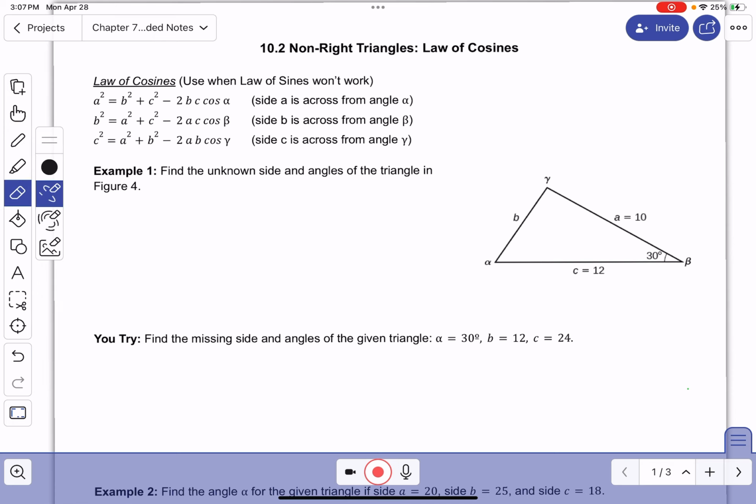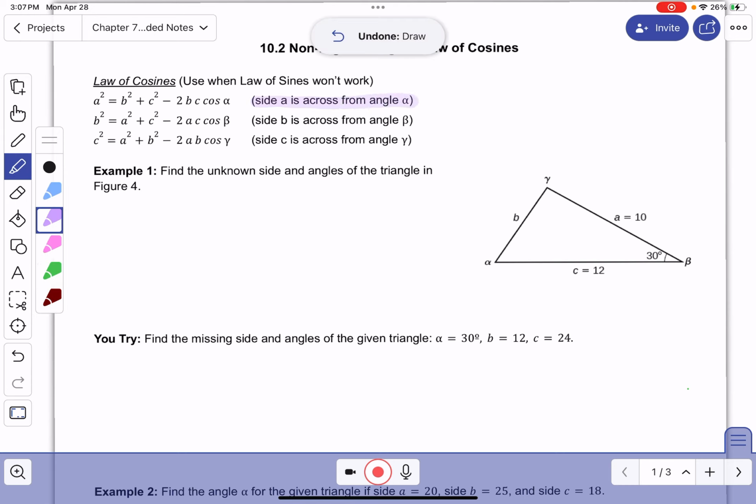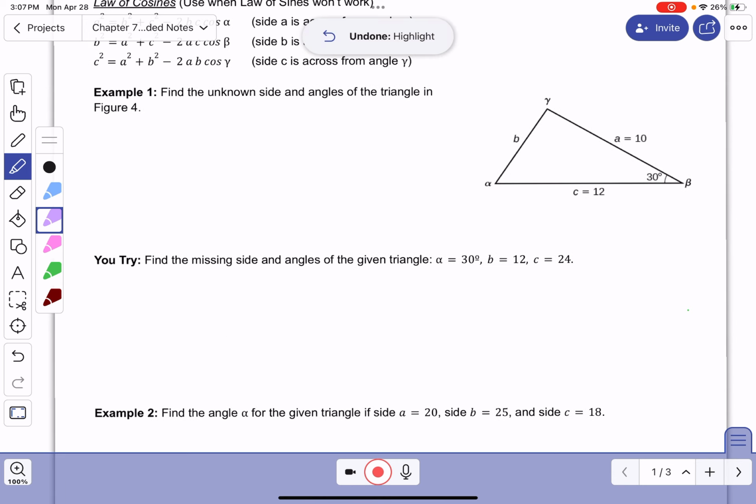Sometimes it's easier, but typically the law of sines is faster, which is why people prefer to use that. These are all exactly the same equation. The biggest difference is, depending on what angle you're across from, which side you put by itself. So here, if you know theta, or that's the angle you're looking for, use this, but other than that, they're the same. So find the unknown sides and angles of this triangle.